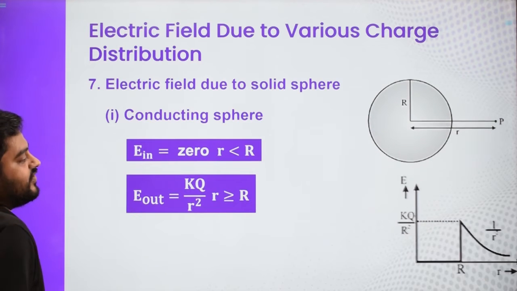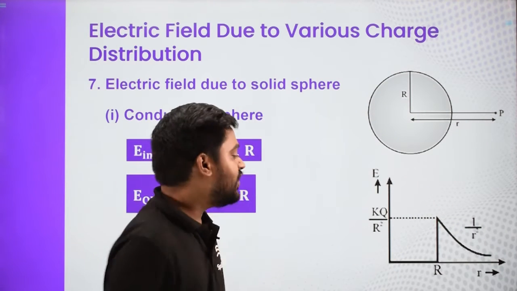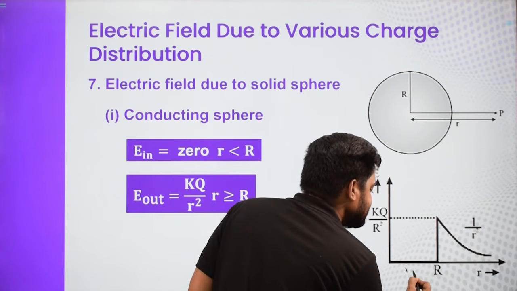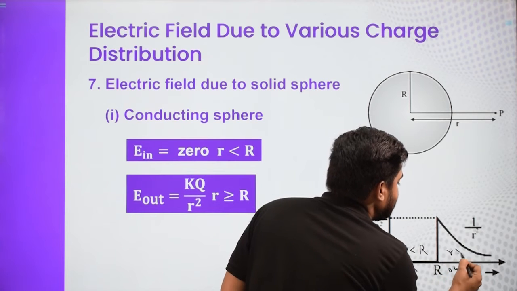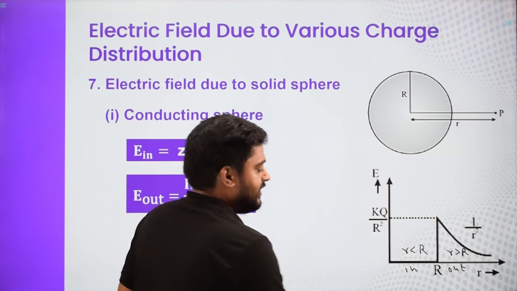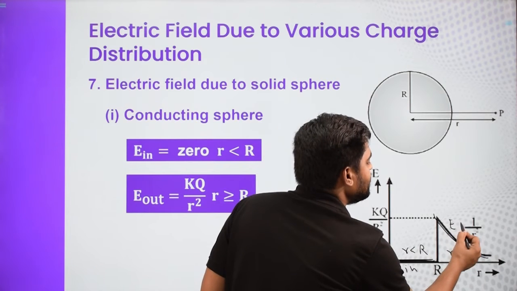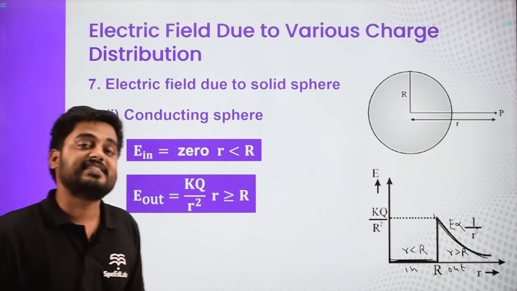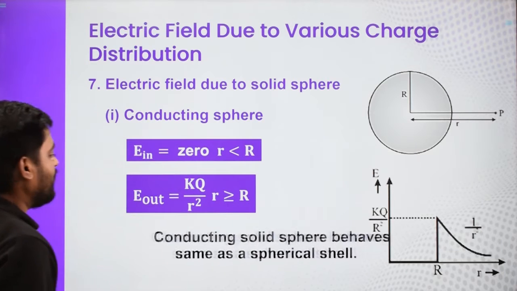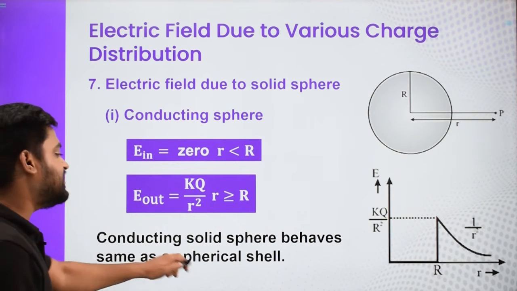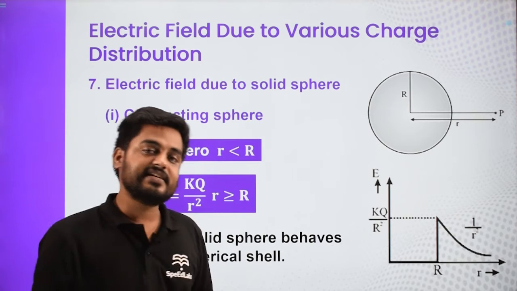Let us make the graph. So the graph is also identical with the shell. So electric field, this is inside, this is outside, this is R less than R, and this is R greater than R. So here the electric field is 0, and here the electric field is proportional to 1 by R square. So we get the same graph as the spherical shell. Now, a conducting solid sphere behaves the same as a spherical shell. We have already discussed this.